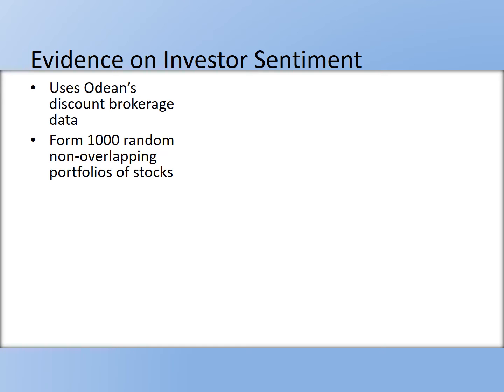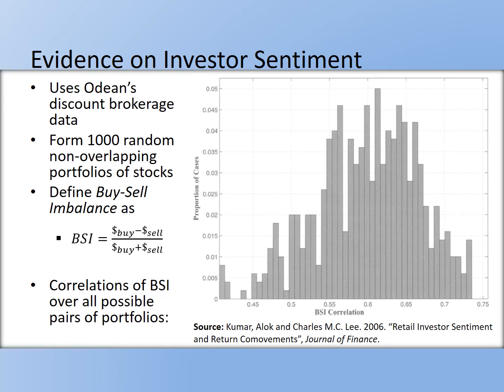Another piece of evidence. Using Terrance Odean's data on discount brokerage, if you look at the correlation between different portfolios formed from the data, you would see that investors tend to buy and sell at the same time. The trading records within the portfolio happen with high correlation. When you see a buy in a particular time period, chances are there are a lot of other buys at the same time period too. And the same goes for sell.